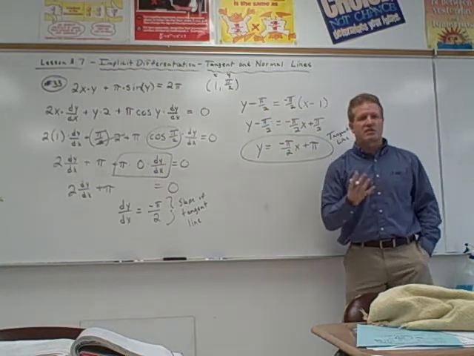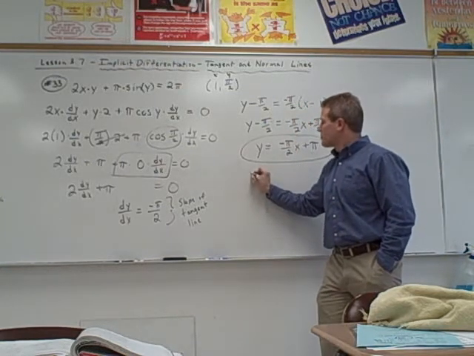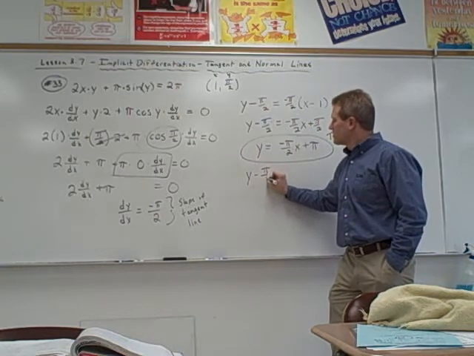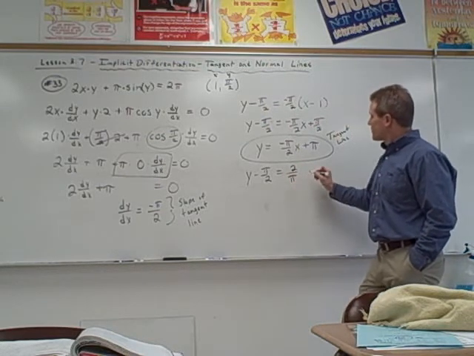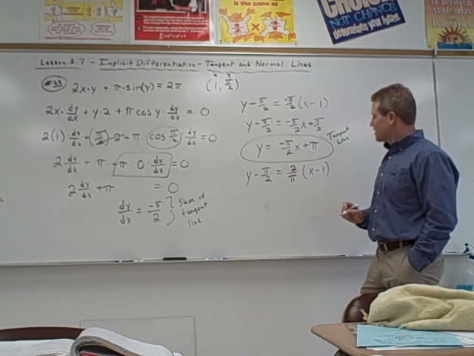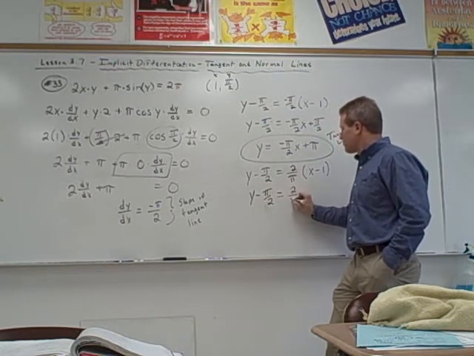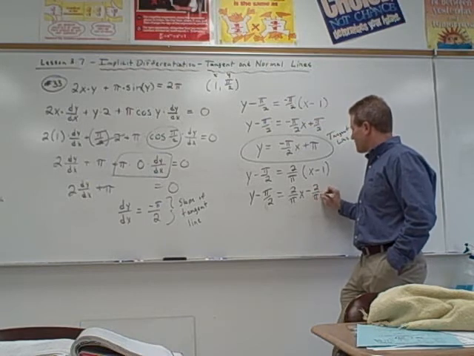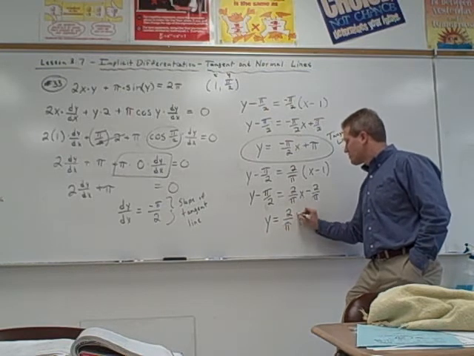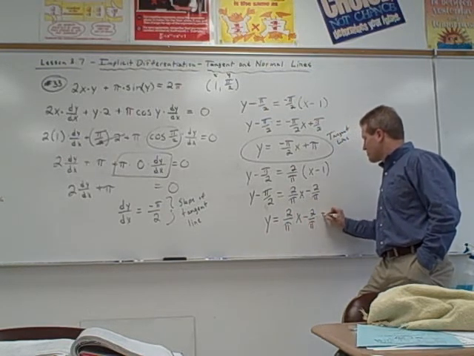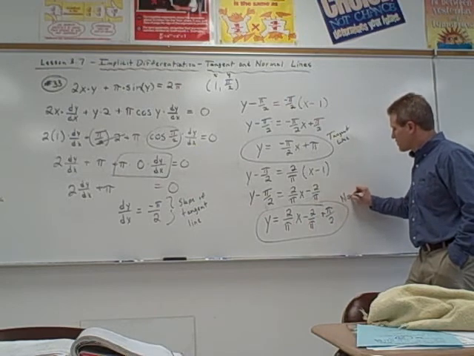The normal line would be the exact same equation, except you need to change the slope to its opposite reciprocal because normal lines are perpendicular to tangent lines. So I'm going to go back up and I'm still going to do y minus pi halves. Instead of negative pi over 2, I'm going to change that to positive 2 over pi, times x minus 1. And again, you could distribute the 2 over pi through this time, which would give you 2 over pi x minus 2 over pi, and then add pi halves to both sides. Y equals 2 over pi x minus 2 over pi plus pi halves. That would be the equation of your normal line.